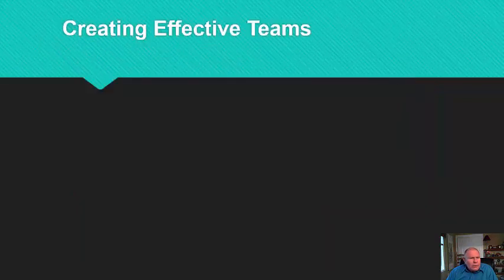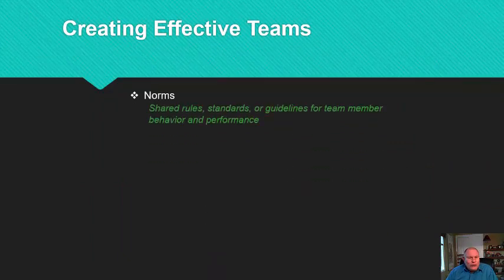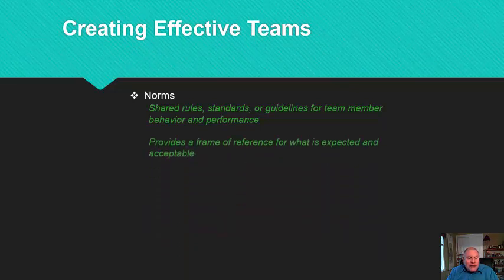A couple of things, definition, norms. Norms are simply shared rules, standards, guidelines for team members about behavior and performance. It provides a frame of reference for what's expected and acceptable. A lot of times it's important for a team up front, once they get to know each other, to say, what are the rules that we're going to operate under? What are our norms? And that becomes a very important thing that you know what the norms are.